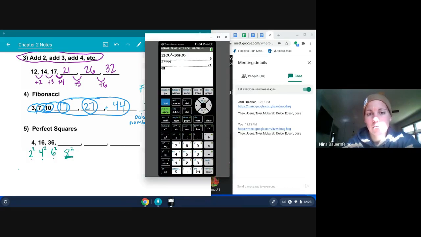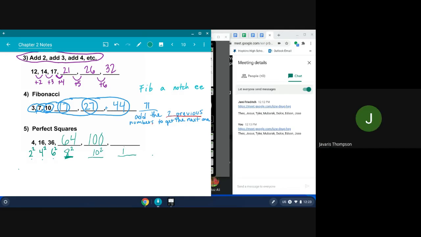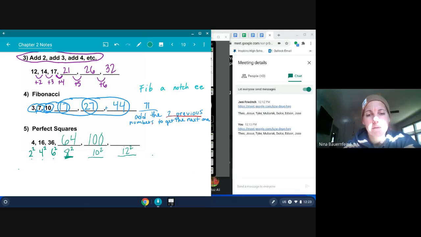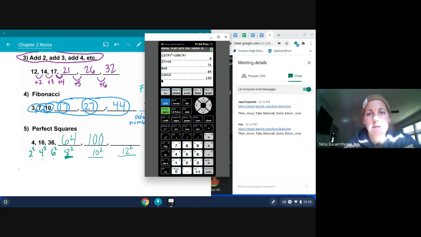Do it on here. 64. Okay, what's going to come next down here, you guys? 10 times 10. Yep, 10 squared, which is 10 times 10, 100. What's going to come next down here? 12 times 12. Yep, which is? 144. Yep, you are right.